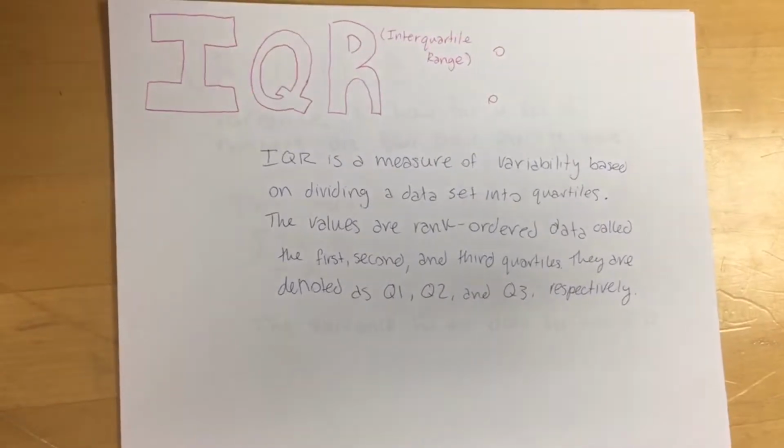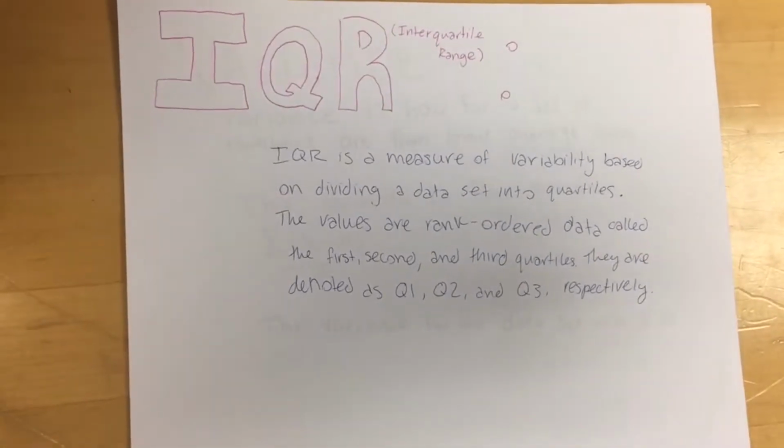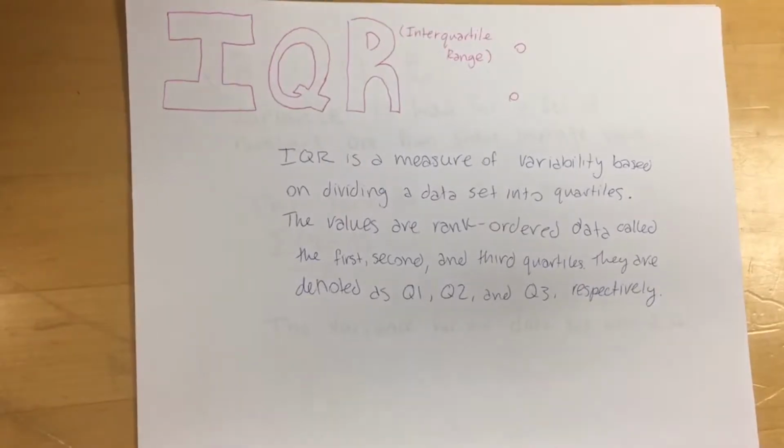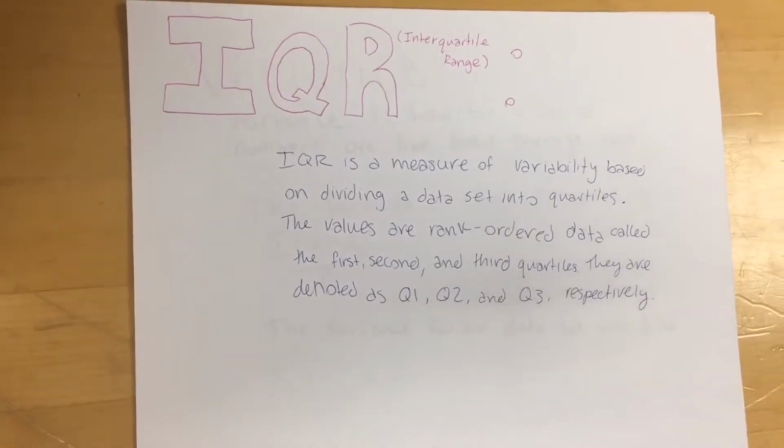The IQR, or interquartile range, is a measure of variability based on dividing a set into quartiles. You can find this by subtracting Q1 from Q3.